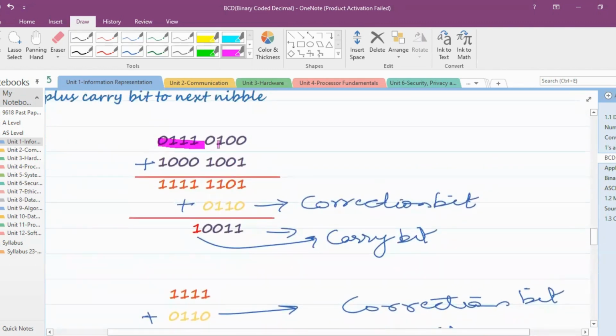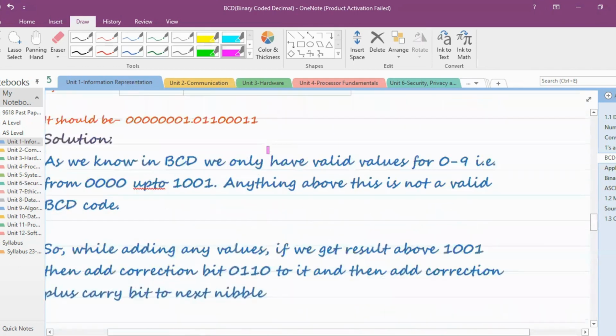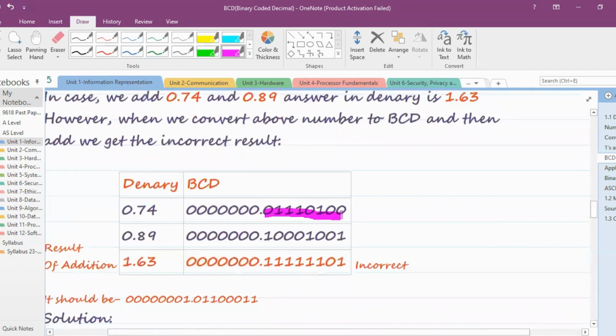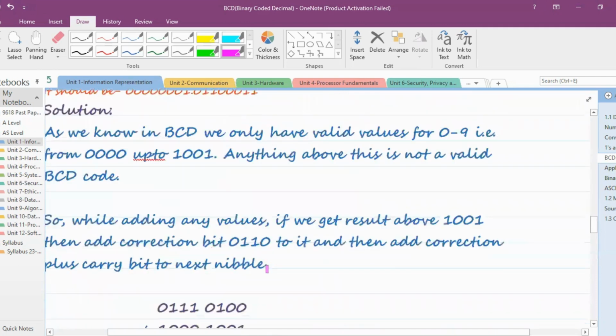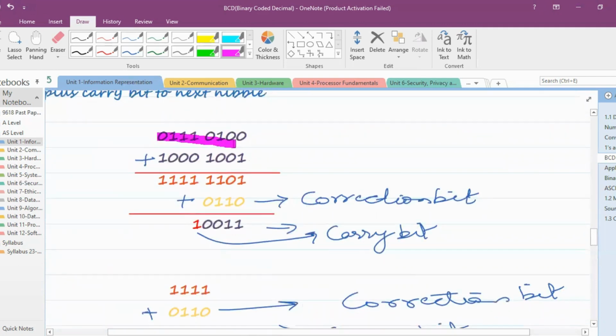So this was our value, 0111 0100. From here I have taken this. This we will take in the end. Firstly, we'll add this and this. Okay, so when we add this and this, we get this answer. However, as I said, we do not have any equivalent in BCD for 15 and 13. So this is 15, this is 13, and we do not have any equivalent. So what we do, we add a correction bit. The correction bit is 6, which is 0110.